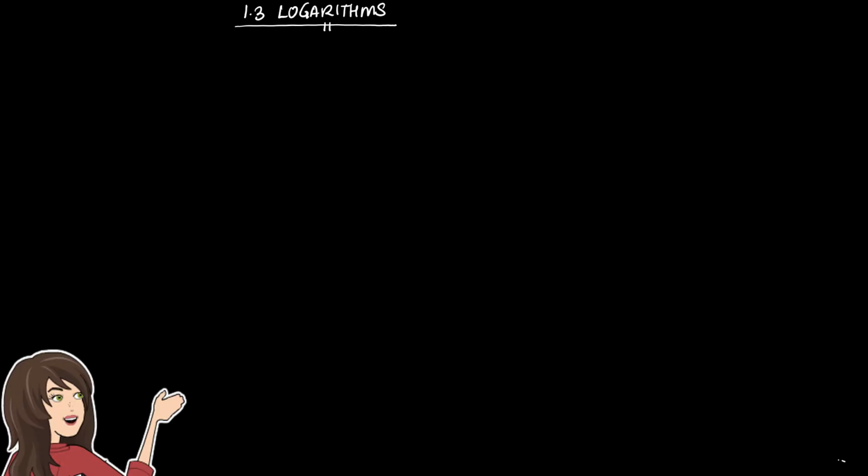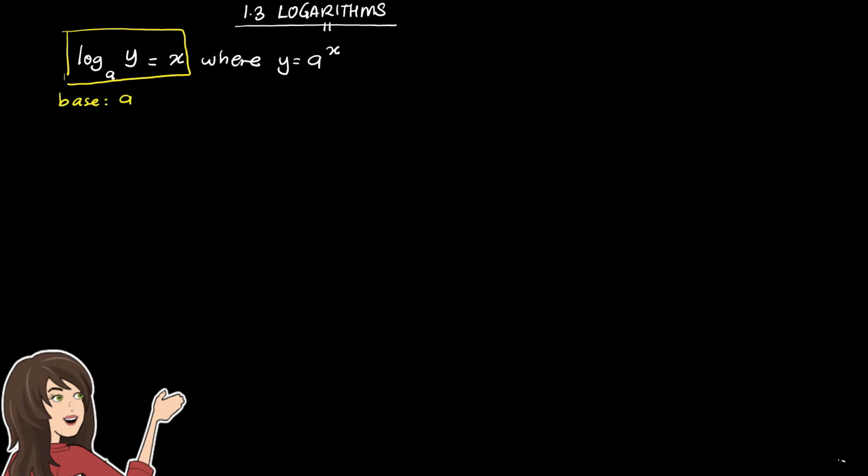Okay, for 1.3 logarithms, a log is actually a number where we have a number y with base a, so it's equal to something, where y equals a power of x. For log, a is the base, and y is a number, which I would call the sebutan log.